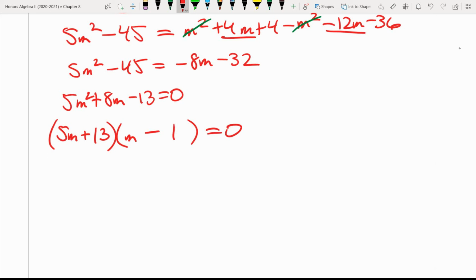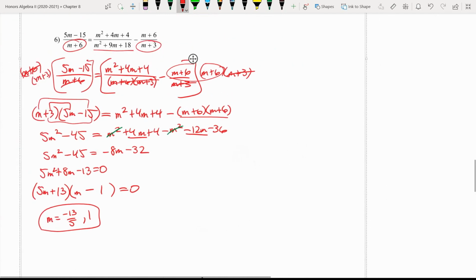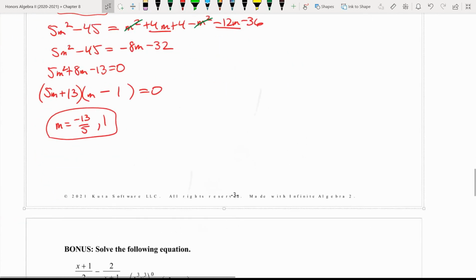So after solving those, you set each one of those equal to 0. You get m equal to negative 13 fifths and 1. And I believe both of those in this problem work out okay. Go back to the original. Yep, none of those would give us division by 0.